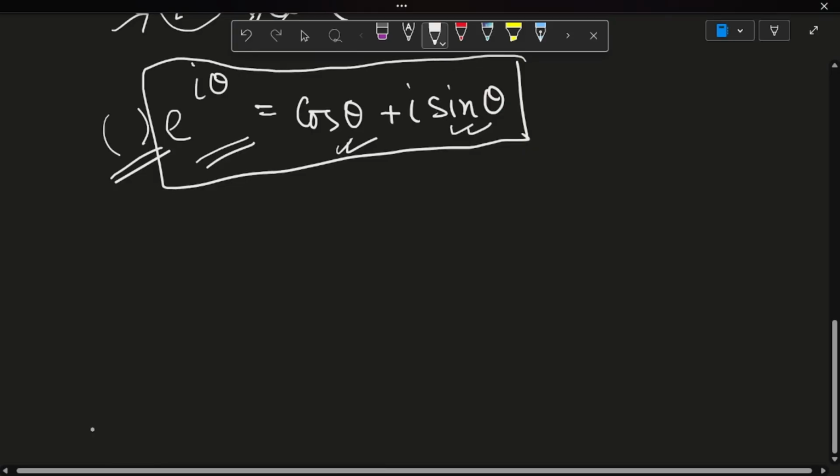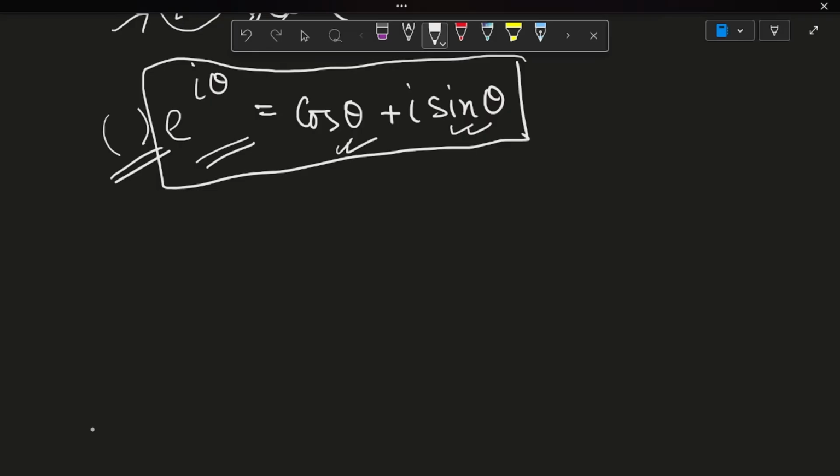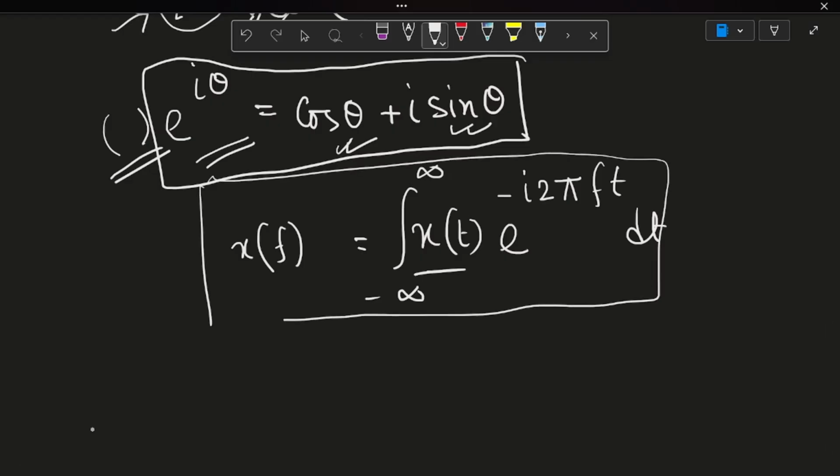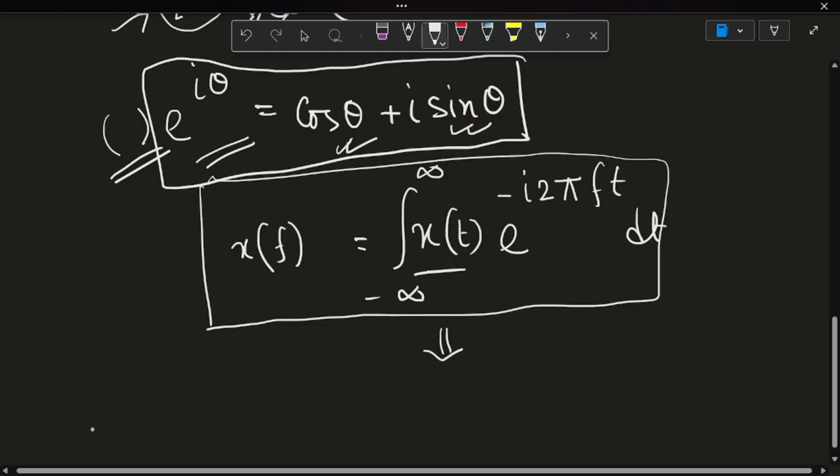So now with this idea, let me write down the formula for computing this Fourier transform. You have this time domain signal, and you will multiply it with the Euler function, e to the power minus i 2 pi ft, dt. And here you will have integration from minus infinity to infinity. So this is a continuous Fourier transform.